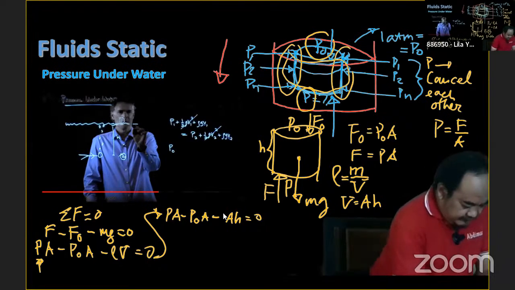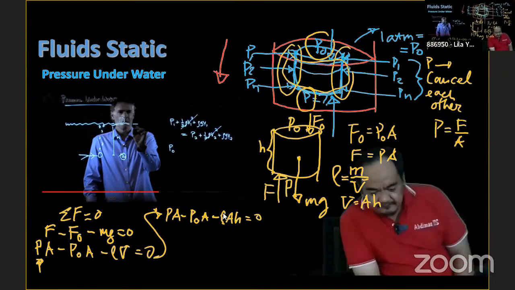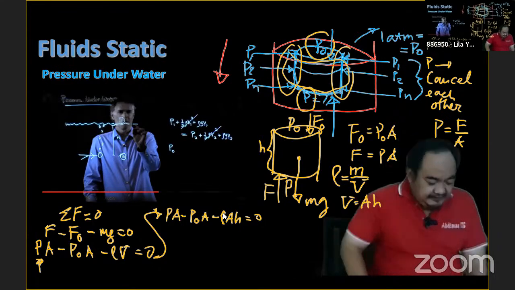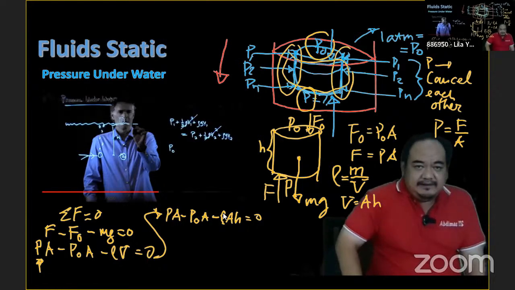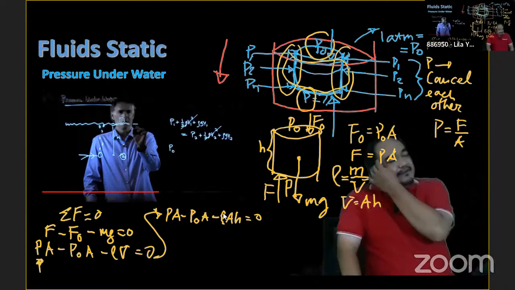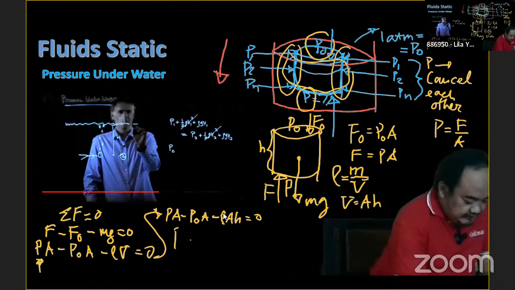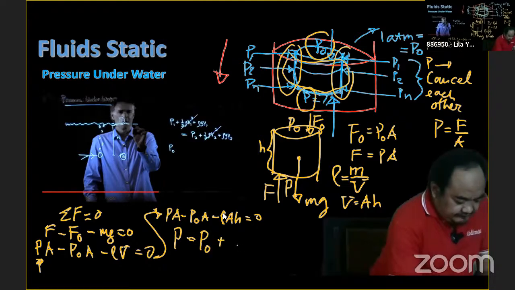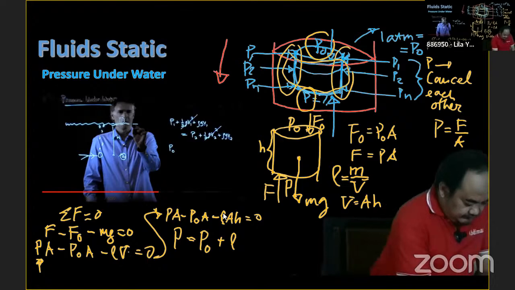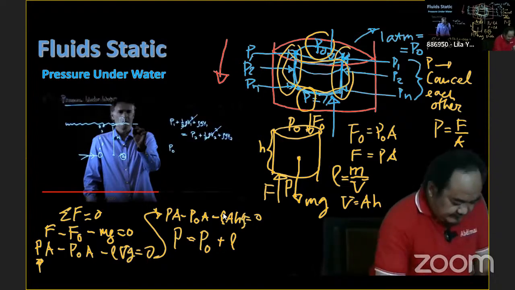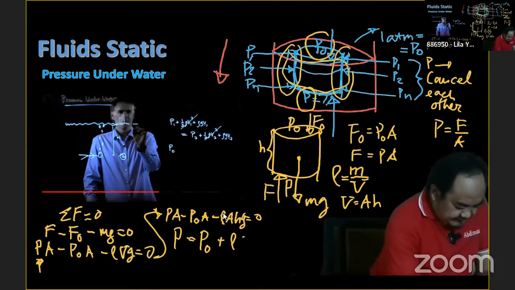This is rho. Now, by eliminating A, because every sum has the variable A, we have P equals atmospheric pressure plus rho... I'm sorry, M is rho V. There is a G here, the gravity. So this one is rho G H.